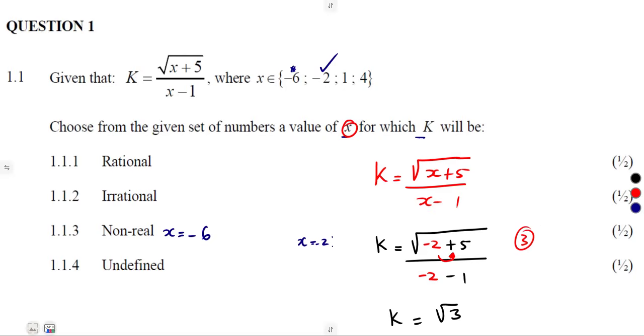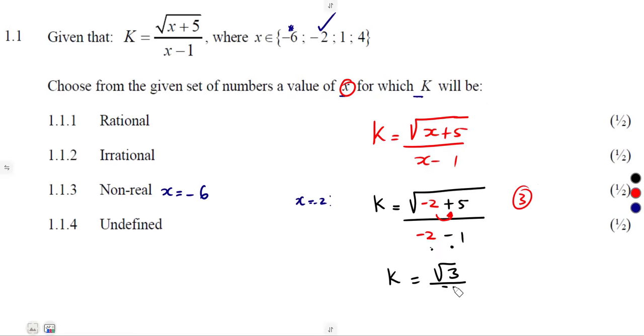There we have square root of 3 over what? -2 minus 1, that's what? That's a -3. So we have square root of 3 over -3. The square root of 3, like I explained before, if it was square root of 4, we're going to simplify that. But can we simplify the square root of 3? We do not know the exact value.